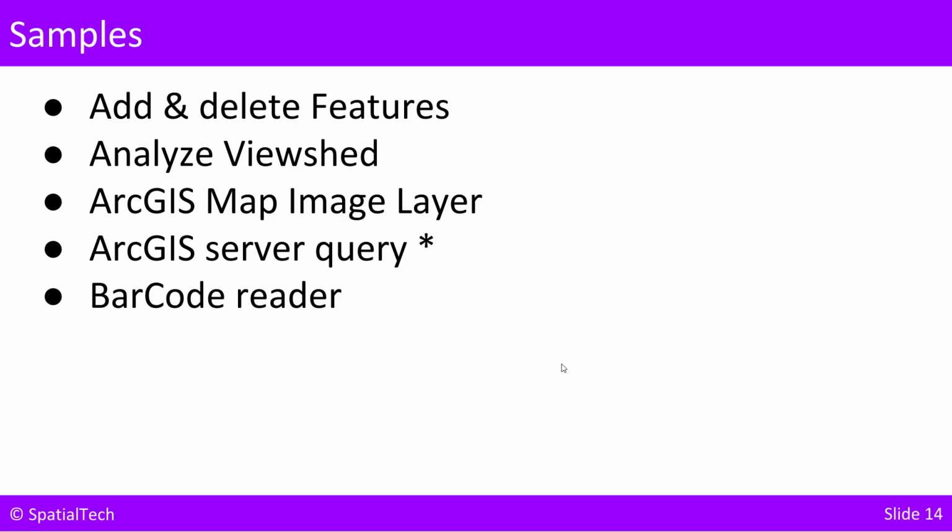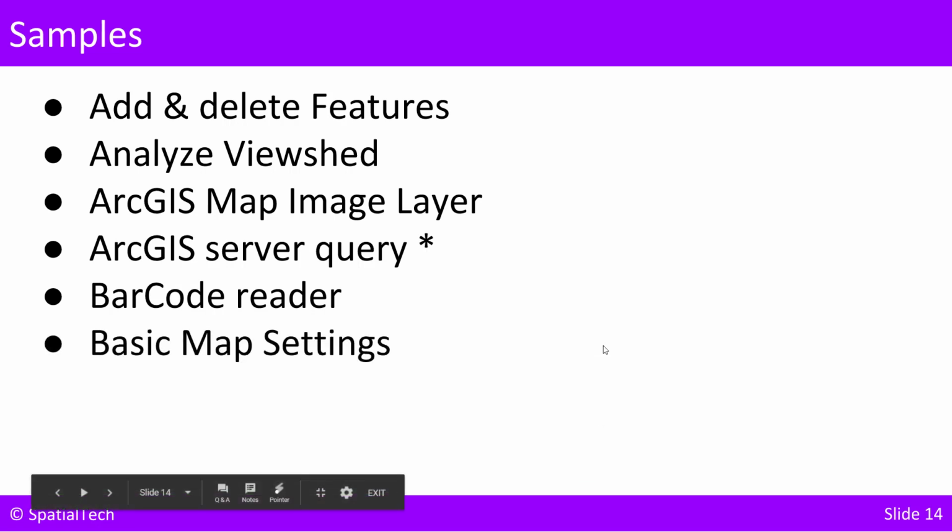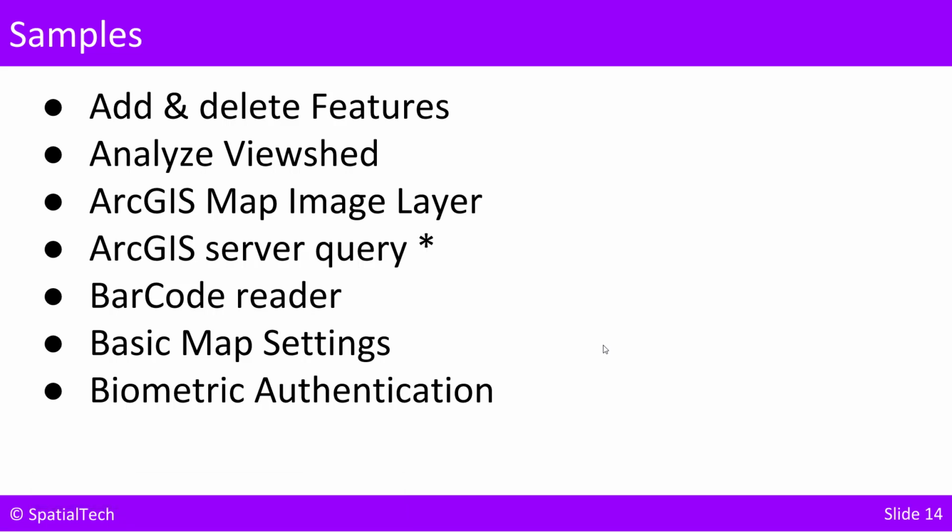Barcode reader. So you can say, what if I like the QR code reader or the barcode reader? How can I integrate that into my app as well? Maybe you need that functionality for your end users, so they have a sample for that. Basic map settings, biometric authentication, like using your fingerprint to do authentication versus a password. Also one that walks you through how to, I guess using Android speak, initiate the intent to capture a photo.